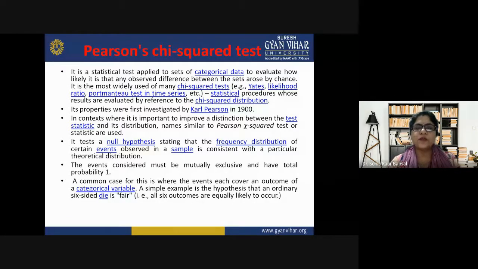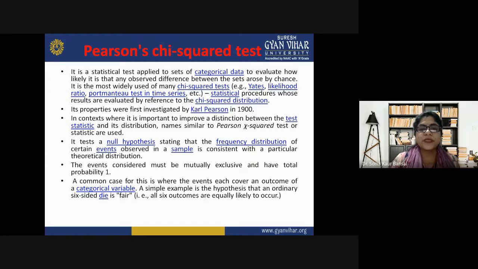And when you are observing any type of data according to the set categories, you are evaluating how likely it is that any observed difference between the sets arose by chance. So in the null hypothesis, you must have set a solution, but in the actual situation, you must have found something else. It is the most widely used of many chi-square tests, along with the likelihood ratio and the Portmanteau test in time series, etc. These are statistical procedures whose results are evaluated by reference to the chi-square distribution.